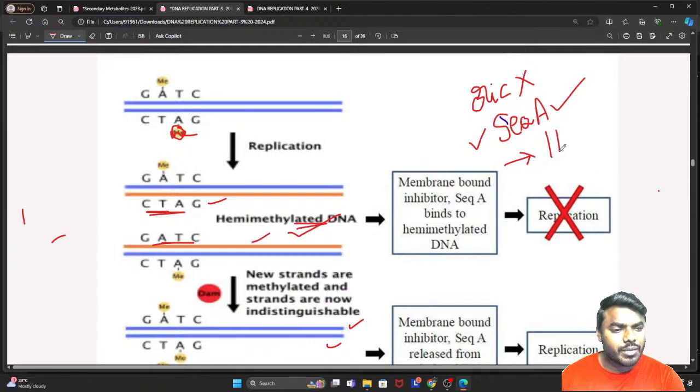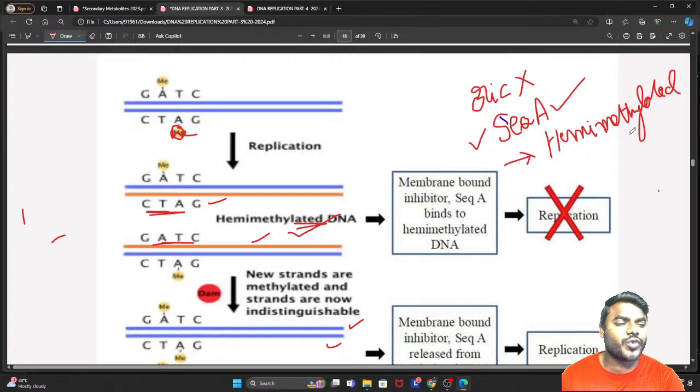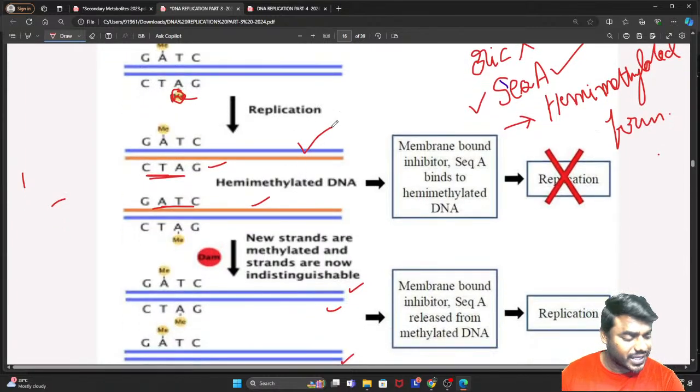SeqA can block the ORC whenever the DNA is in the hemimethylated form. This is the statement you all have to focus on. Only whenever the DNA is in the hemimethylated form can it block. Otherwise, it never blocks. There is no confusion at all. So first, the parent strands are methylated and the daughter strands are hemimethylated. At that time SeqA will come and block the ORC. The second round of initiation will stop.